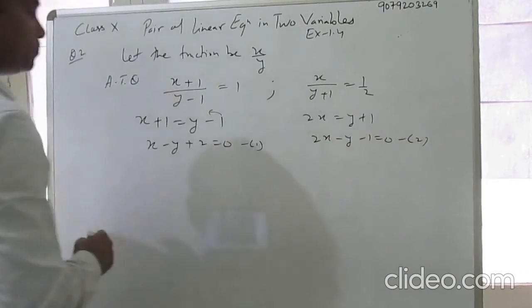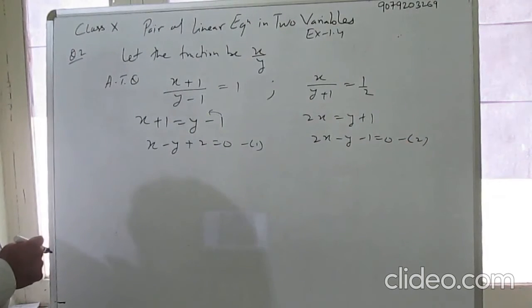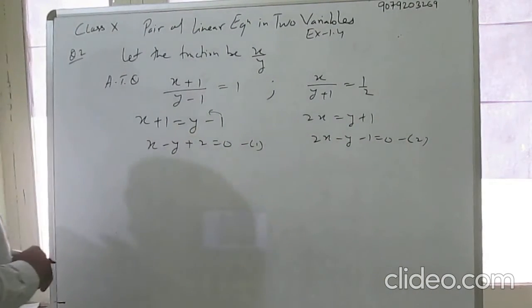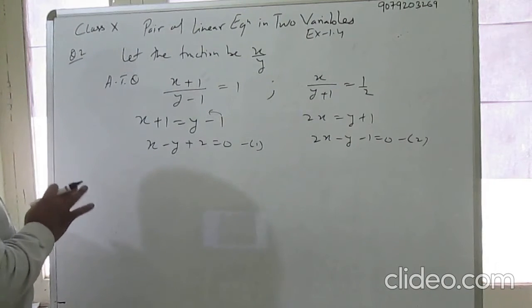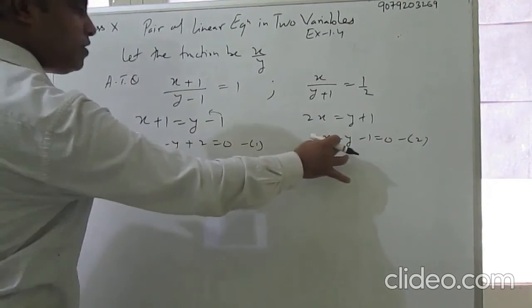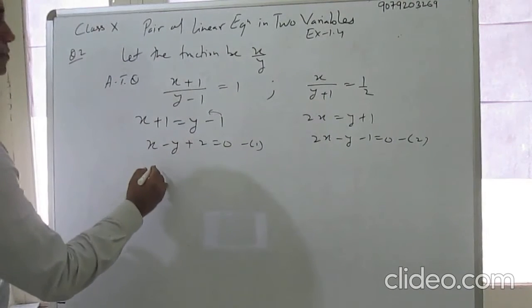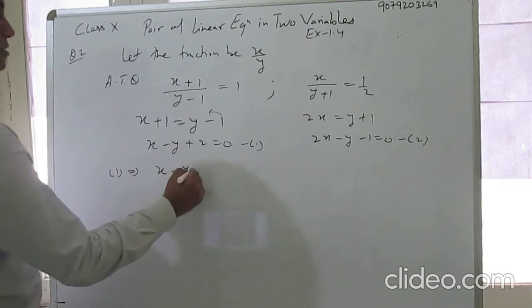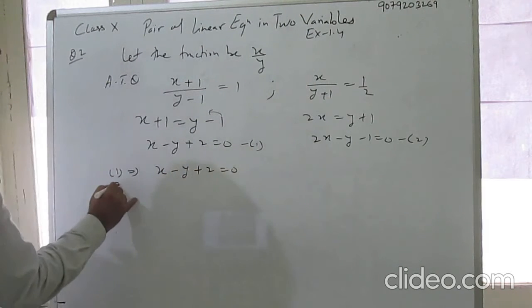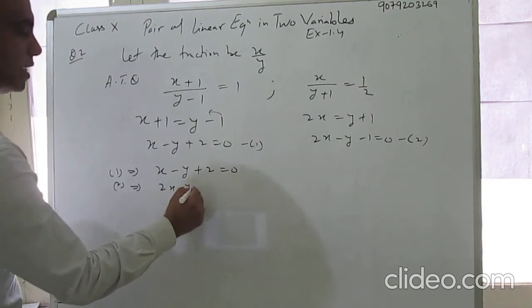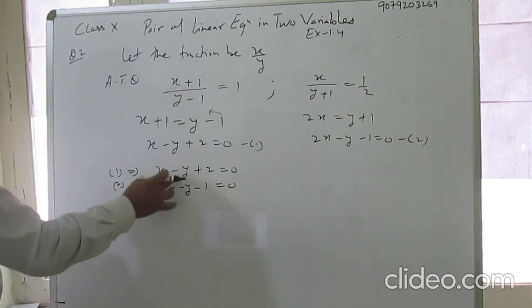This is equation 2. Now here you see that in equation 1 and 2 y are same. So no need to multiply by anything. So we eliminate the coefficient of y. See here. Rewrite again. 1x minus y, this is 1, implies plus 2 is equal to 0. Second, 2x minus y minus 1 is equal to 0.